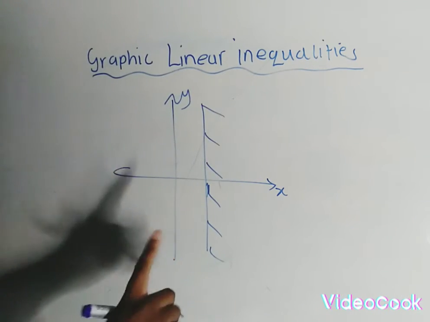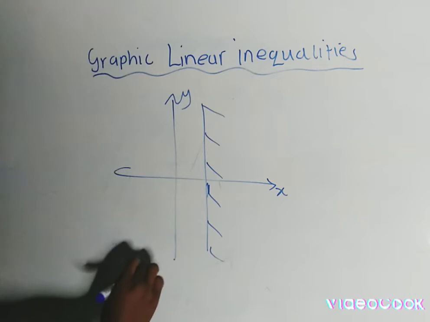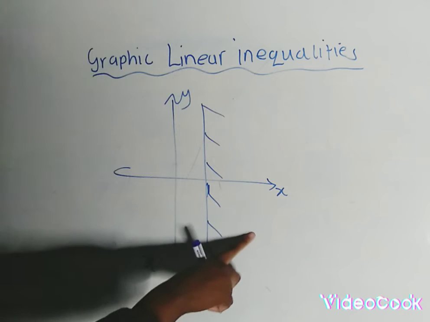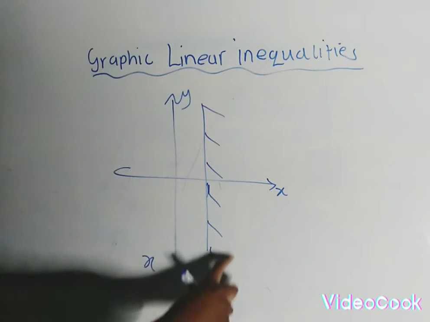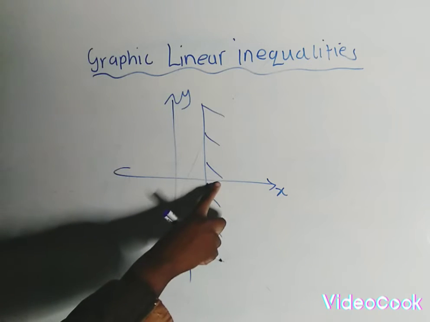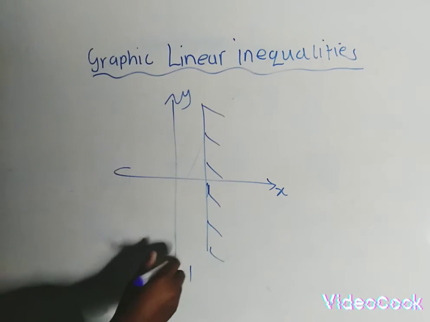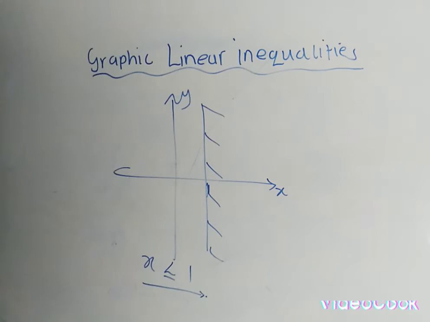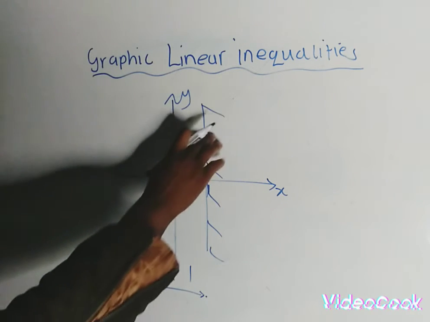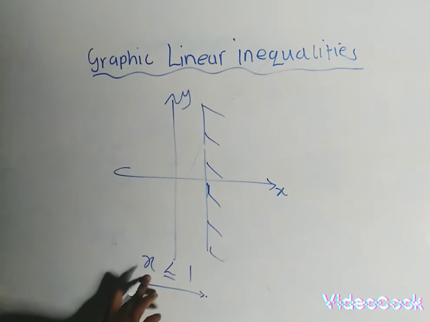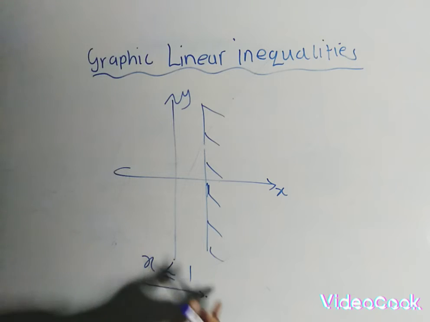So we know that the shaded region is the unwanted region. So we have the x value and a 1. If this is the unwanted region, and the unwanted region has the values of x that are greater than 1, all these numbers on this side are greater than 1. So in other terms, the x values are less than or equal to 1. We don't want any value that is above 1. So it means x values are less than or equal to 1.